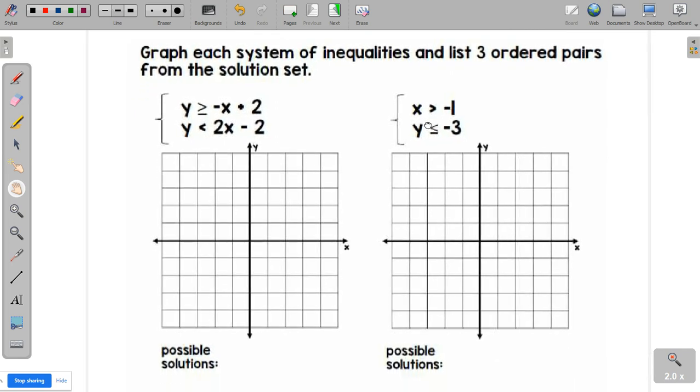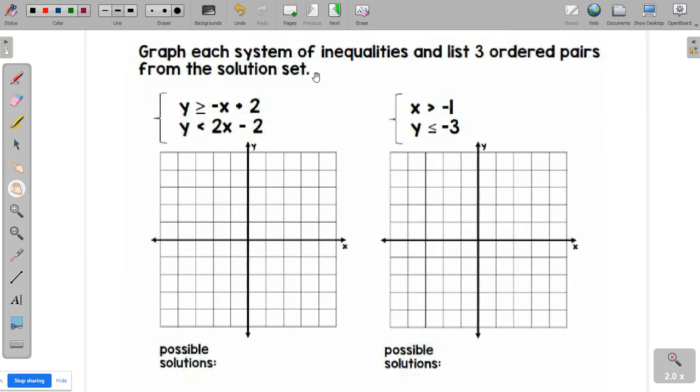So let's graph here. We have two inequalities we're going to graph. The first inequality, I am going to represent it with blue. And then the second one, we're going to use red. Okay.